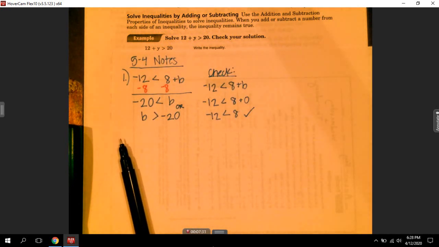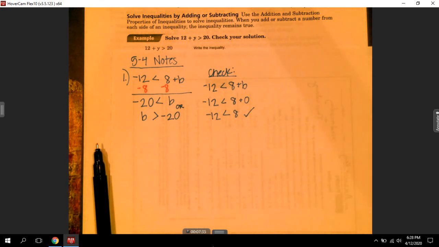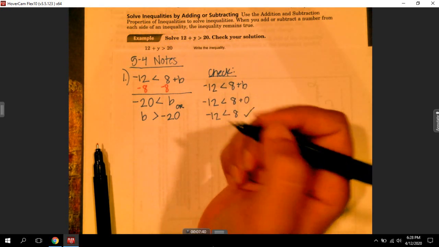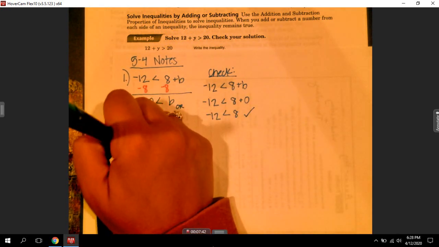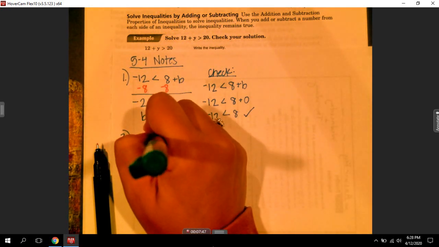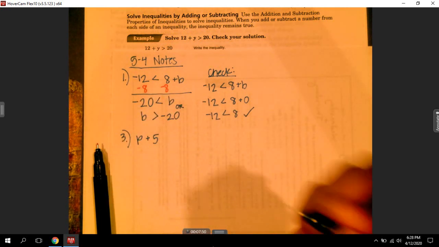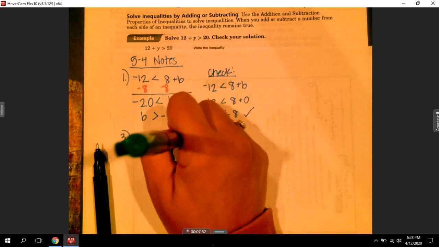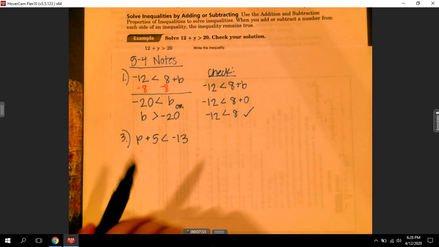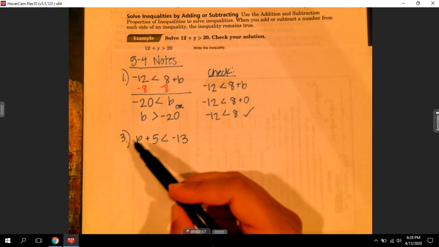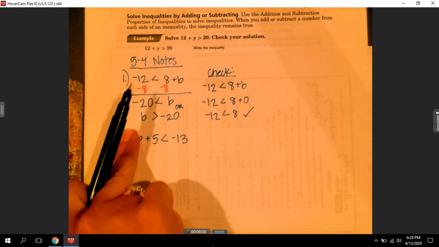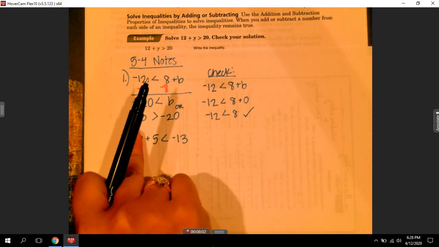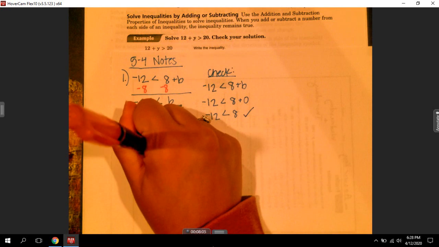Again, I'm just doing the odd numbers just to make my video a little bit shorter. If I do all of them, I know it will be super long. So I'm going to skip to number 3. And number 3 should be p plus 5 is less than negative 13. So again, you're wanting to solve for p. If I cover up that p, everything that's with p is a positive 5, so I'm doing the opposite. I'm going to subtract 5. If I do it to one side, I have to do it to the other.